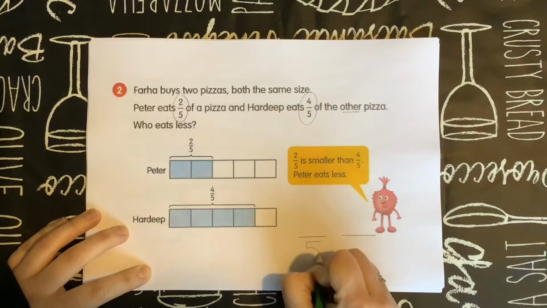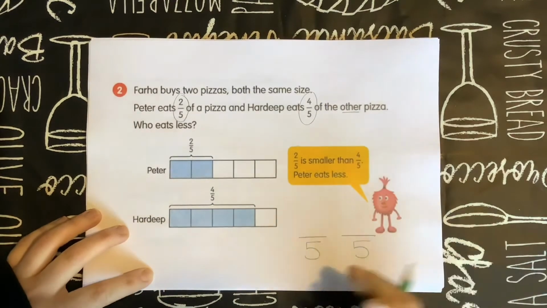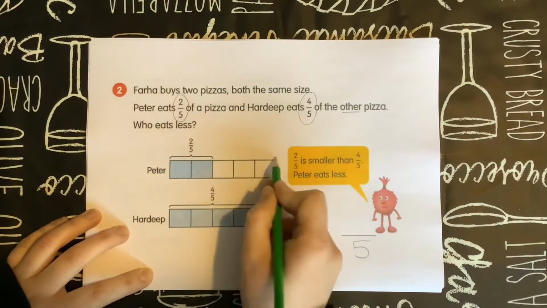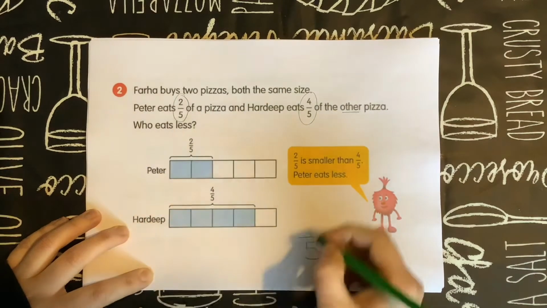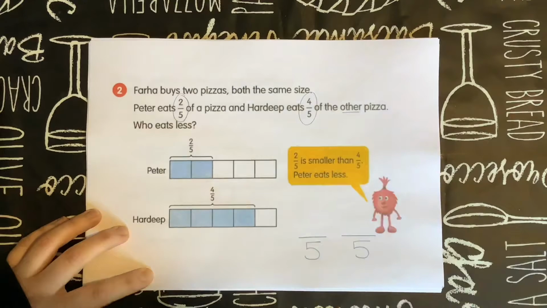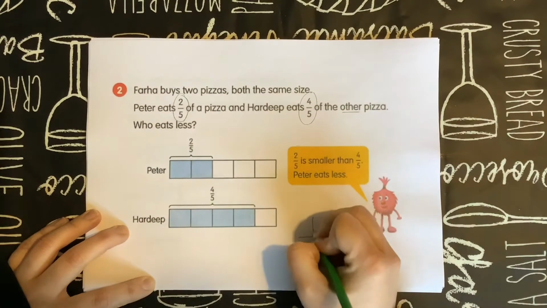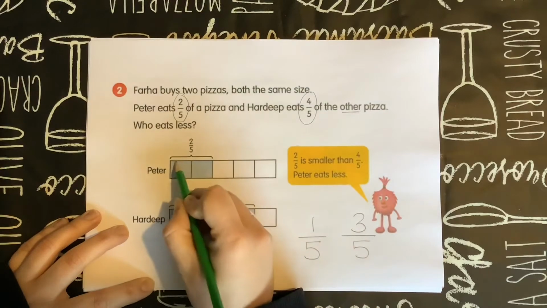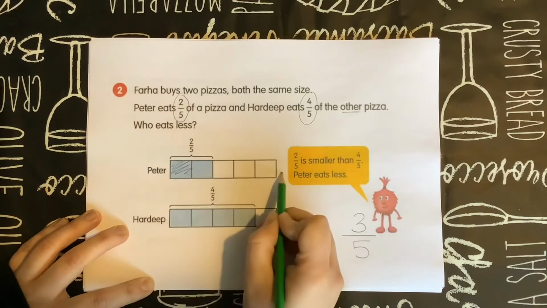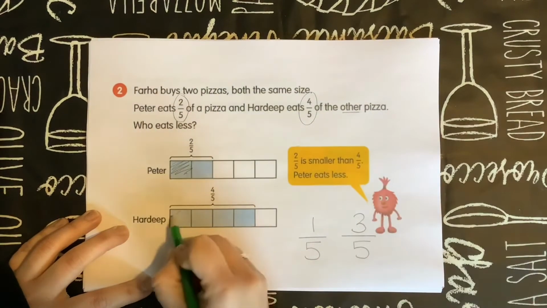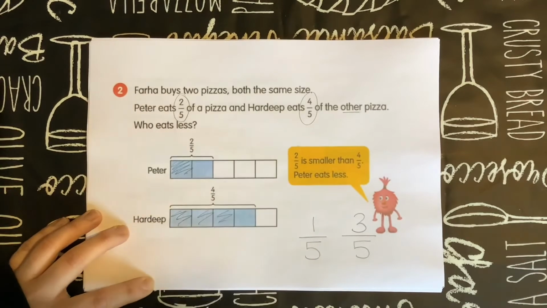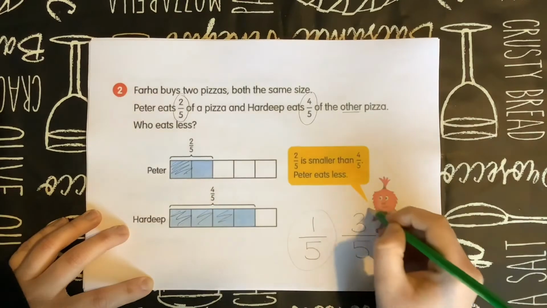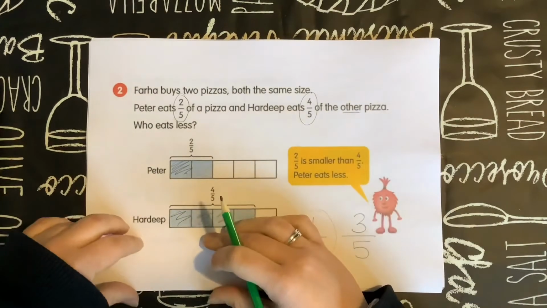As long as the denominators are the same, as long as you have the same amount of equal parts, 5 parts and 5 parts, then the smaller your numerator, the smaller the fraction. For example, if we were to compare those two, this bar would be 1 part out of 5, and this fraction would be 3 parts out of 5. And we can see that 1 part is less than 3 parts.